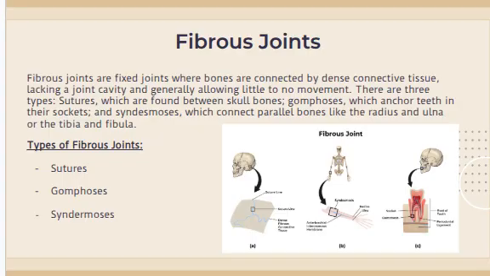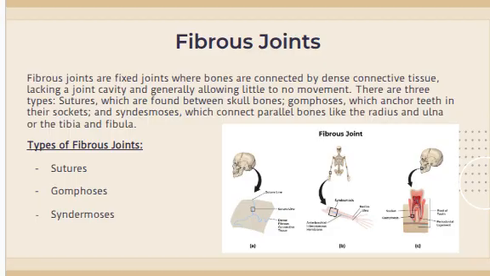Moving on to the gomphoses. So the gomphosis is a special peg and socket joint that anchors the roots of the teeth into their bony sockets in the jaw. The tooth is fastened in the sockets by the periodontal ligament, a type of fibrous tissue. This is considered an immovable joint, so the joints between the teeth and the mandible or the maxilla.